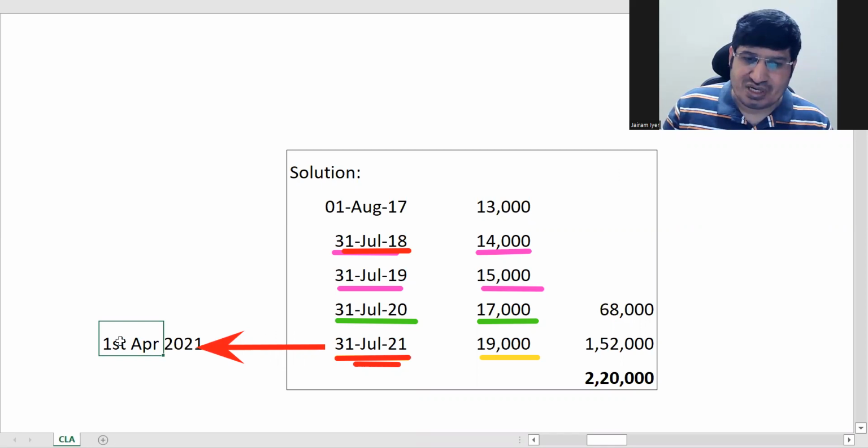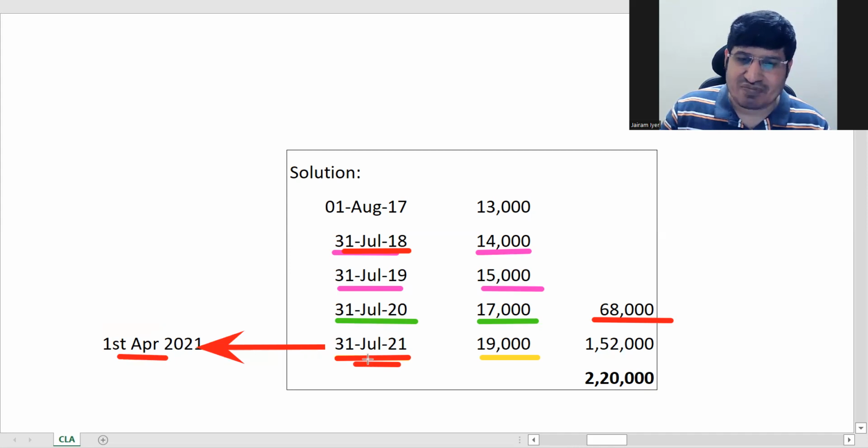So before 31st July 2021, what was his salary? It was 17,000, agreed? So what will be his salary for April, May, June, July? 17,000, right? So 17,000 into 4, 68,000 will be his salary from 1st April to 31st July. April, May, June, July, it will be 68,000. If you want I'll repeat it again also. So first let's just see the next part now.